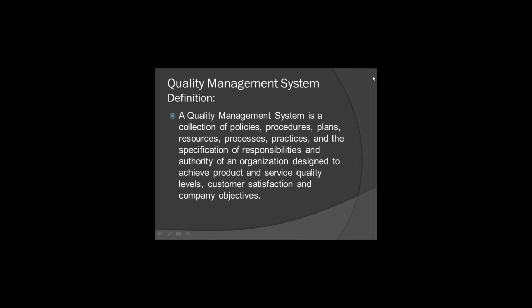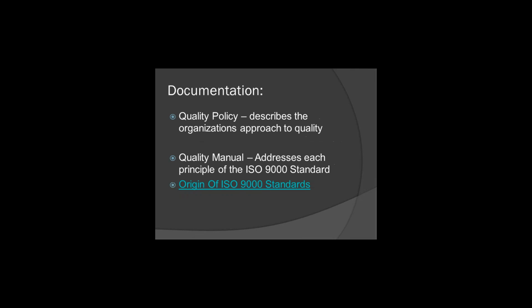That is a collection of various policies, procedures, plans, resources, practices, and the specification of responsibilities. So the main aim is to design the product and service quality levels, customer satisfaction, and the company objectives. Now, first, what is the documentation part by which the quality can be improved? By using quality policies that describe the organization's approach to quality. Whatever the organization's approach to quality, that is a quality policy that describes it.